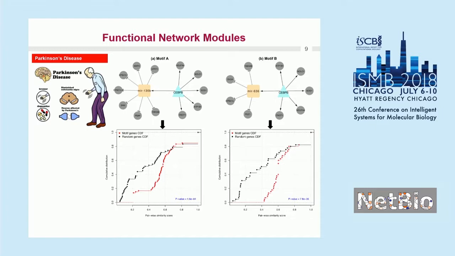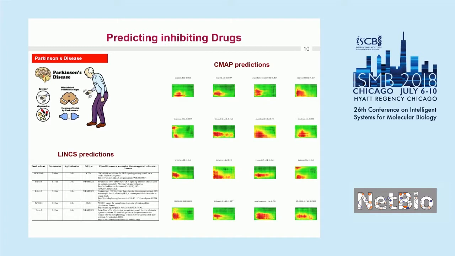We checked afterward the functional homogeneity of these subnetworks using a similarity measure between their functional associations. For example, here we show the significance of the functional similarity between the gene pairs of this motif and the gene pairs of randomly selected genes within the network. Also, we use these functional modules in order to identify possible drugs trying to normalize the abnormal changes in the expression induced by the disease itself.